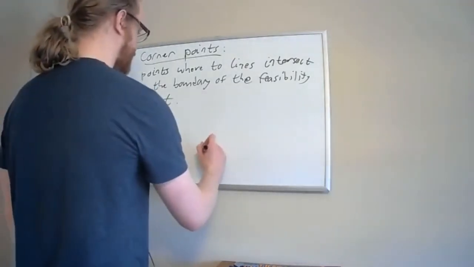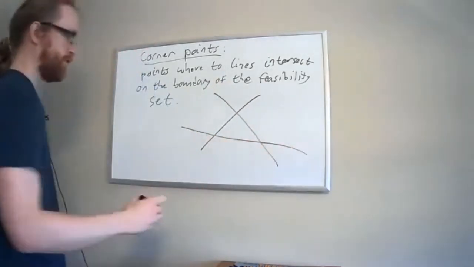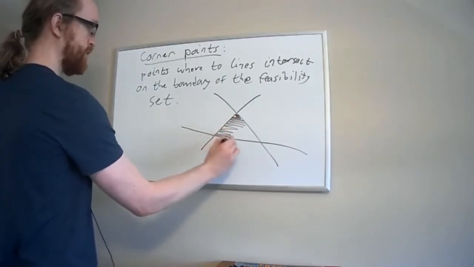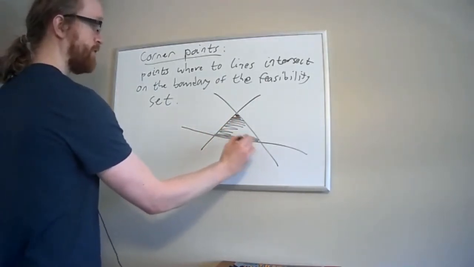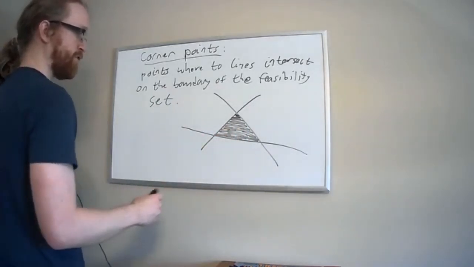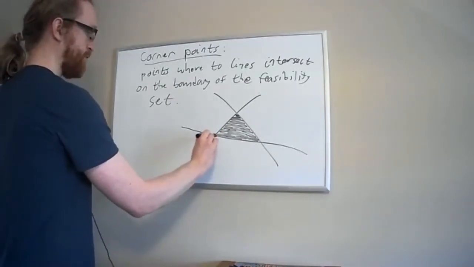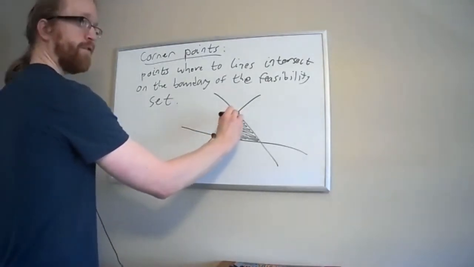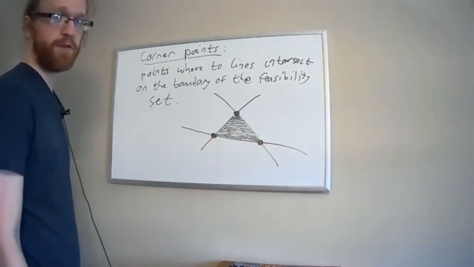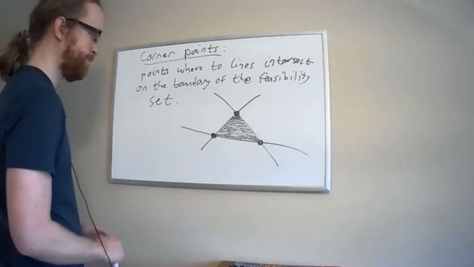So maybe I have a bunch of lines that I graphed for my inequalities, like so. And maybe the shaded triangle is my feasibility set. So this is my solution set for some system of inequalities. And the corner points are exactly where the lines are intersecting, touching the shaded part. So like here, there are 3 corner points. They're basically the points that make up the corners of the feasibility set. Hence why we call them corner points.